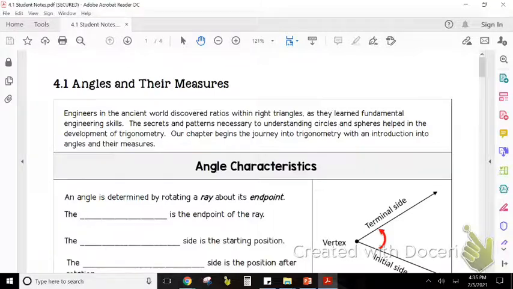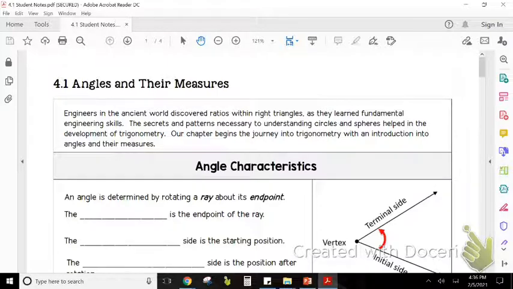Right, 4.1, angles and their measures. So it tells us here the engineers in the ancient world discovered ratios within right triangles as they learned fundamental engineering skills. The secrets and patterns necessary to understanding circles and spheres helped in the development of trigonometry. Our chapter begins the journey into trigonometry with an introduction into angles and their measures.